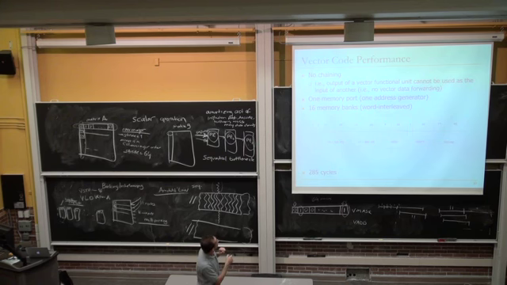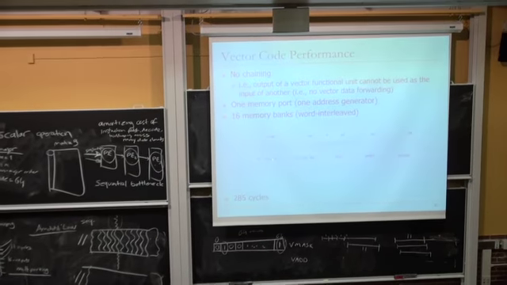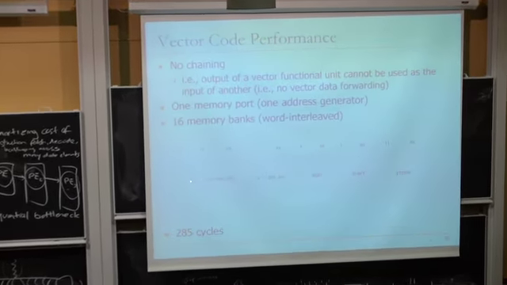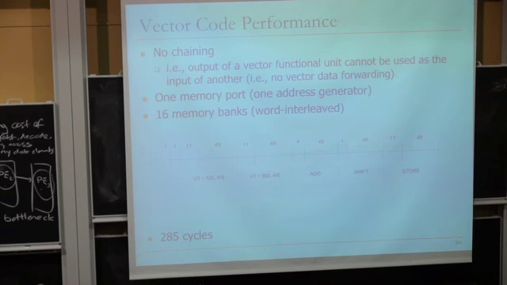Let's assume 1 memory port, 1 address generator, if you will, and 16 memory banks that we assumed before. And let's assume there is no forwarding. I will introduce you to forwarding in vector processors later, no chaining. And I'll get back to this. Basically, this is the number of cycles this vector takes, 285 cycles. Why?